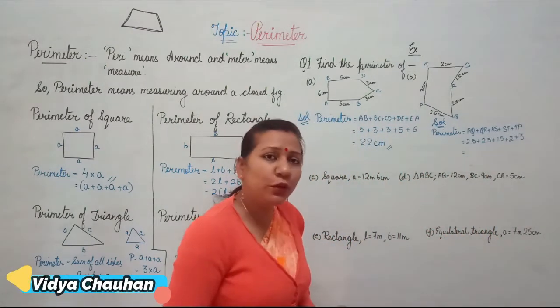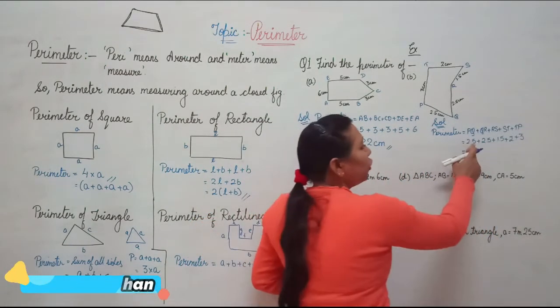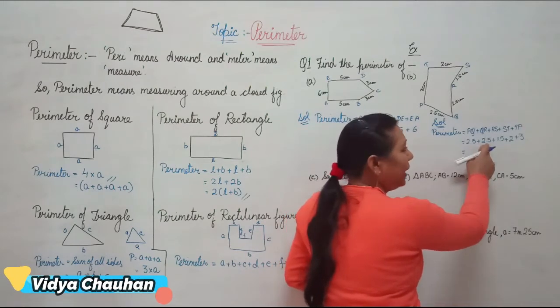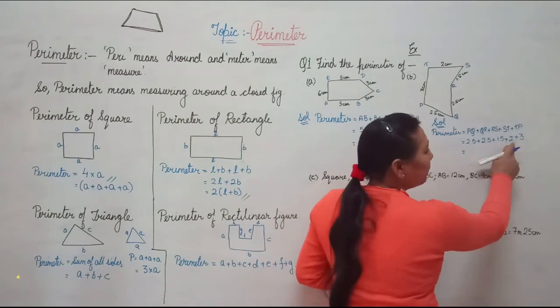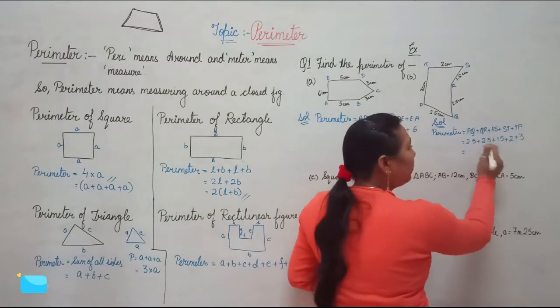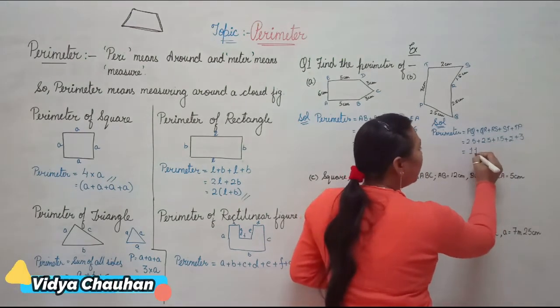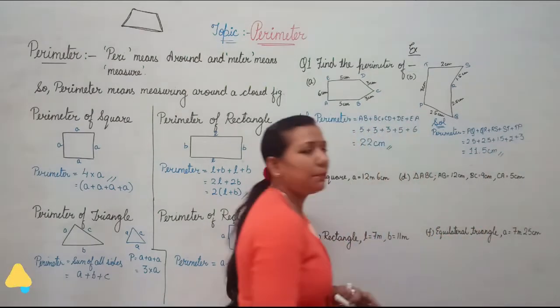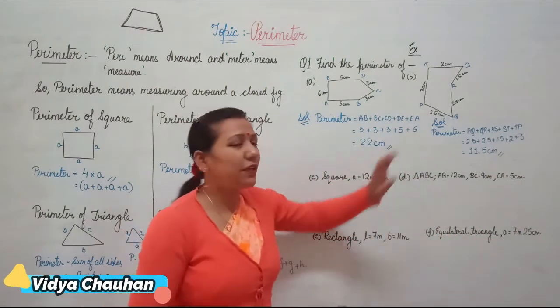Now it's time to add this up. 2.5 plus 2.5 is 5. Okay. 5 plus 2, 7. 7 plus 3, 10. 10 plus 1.5 will give you 11.5 centimeters. So this will be the perimeter of this second figure.